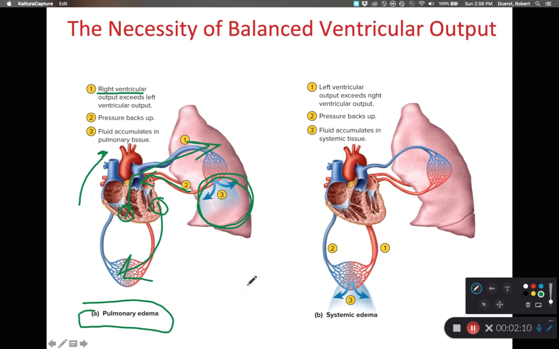On the other hand, if the left ventricular output exceeds the right ventricular output, more liquid is going to the systemic circuit than is leaving the systemic circuit. And that leads to systemic edema, or edema of the body tissues.